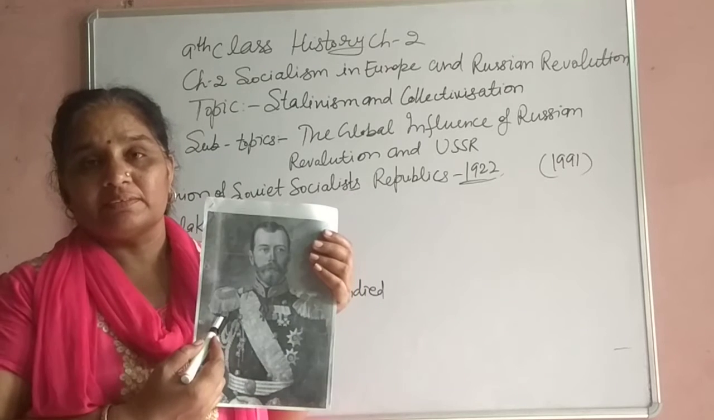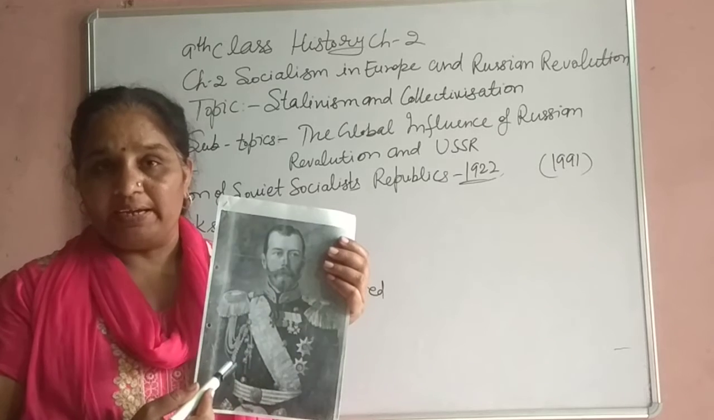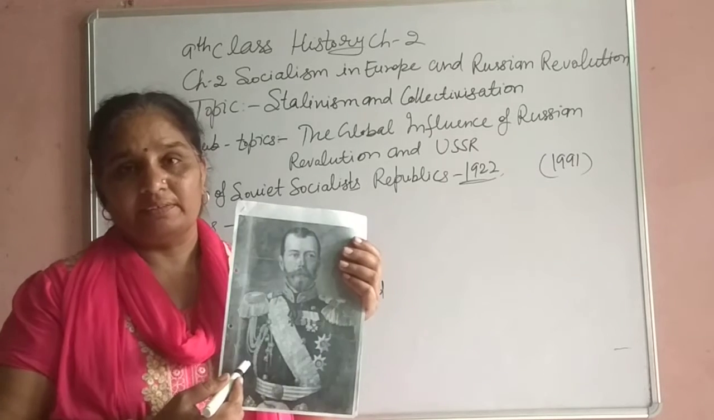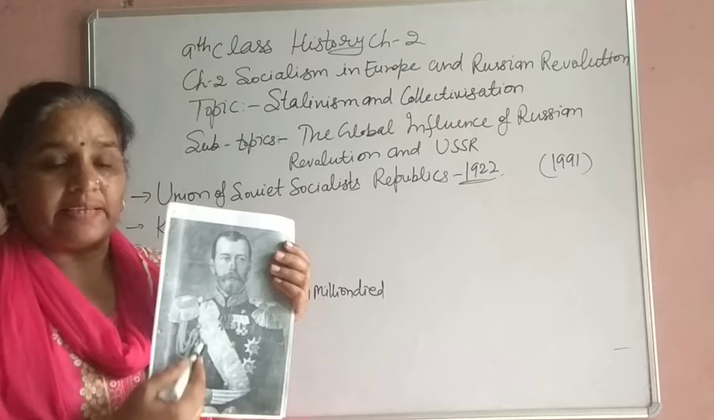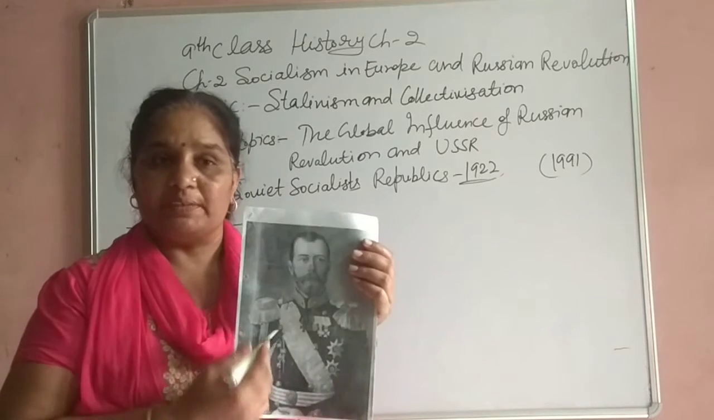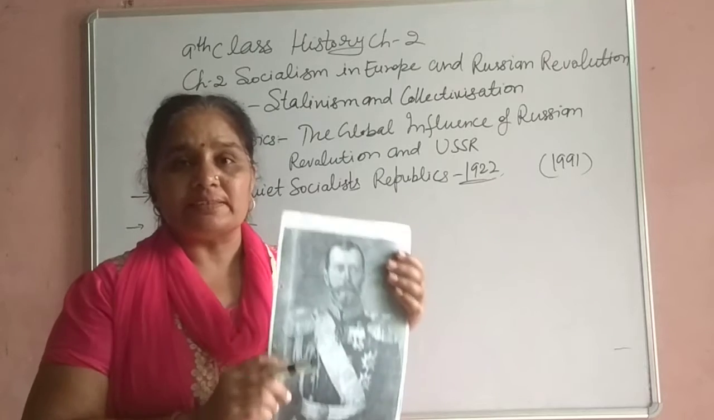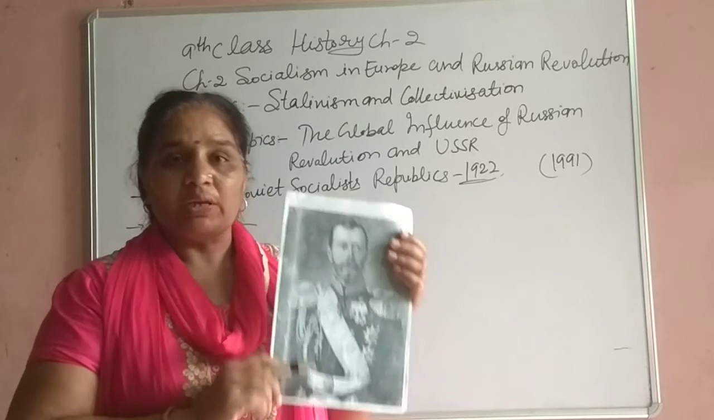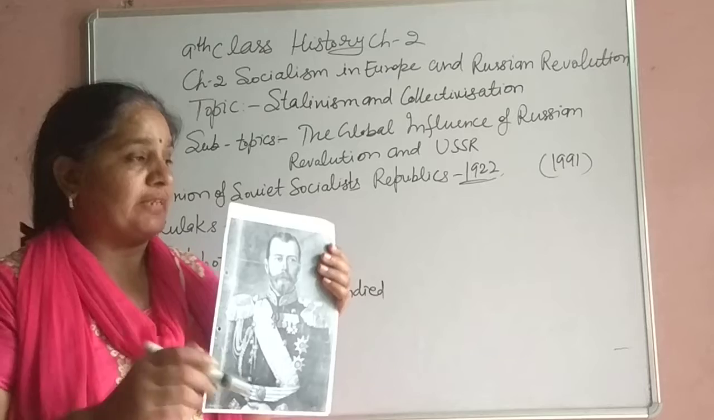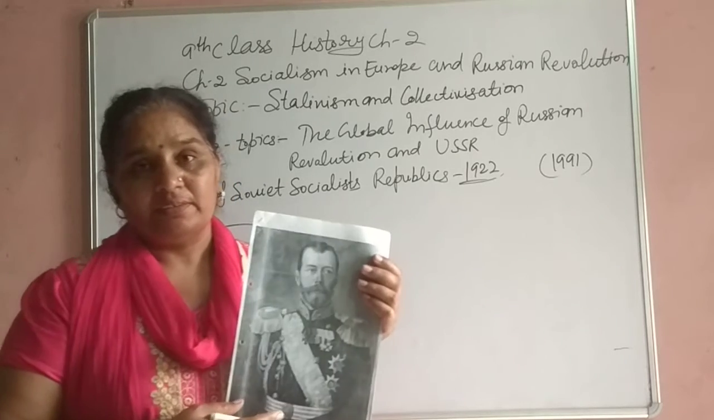Who is the ruler of Russia at the time of the revolution? Tsar Nicholas II. At that time, he had despotic power to make laws, implement them and take decisions. So all the decisions were taken by the ruler. The people were not aware of their rights and duties. When some educated people came forward, the revolution started.